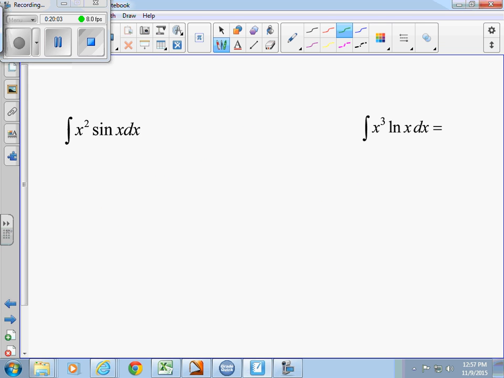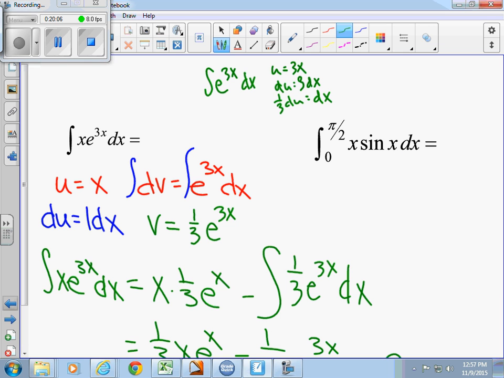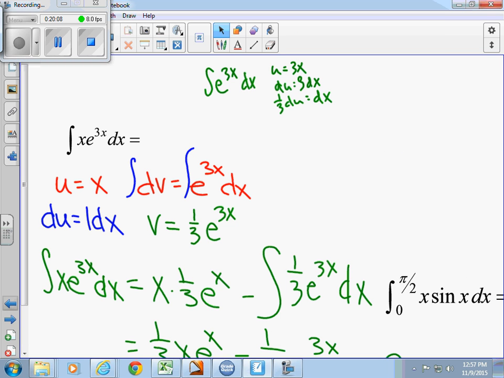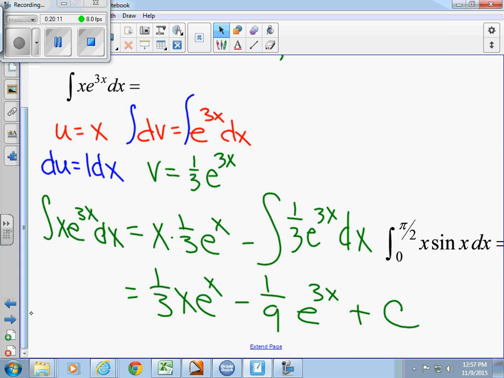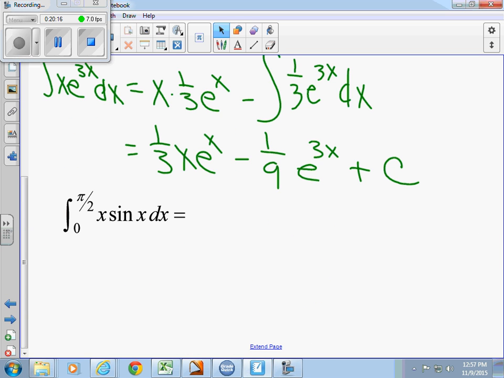Oh, we've got one more on this page, don't we? Okay, let's look at the next one. This one is a definite integral. So we haven't done one with limits on the end, so we're going to do one with limits on the end. See if you can get the integral setup, the part without the 0 to pi over 2. We'll talk about the 0 to pi over 2 once you get the antiderivative.